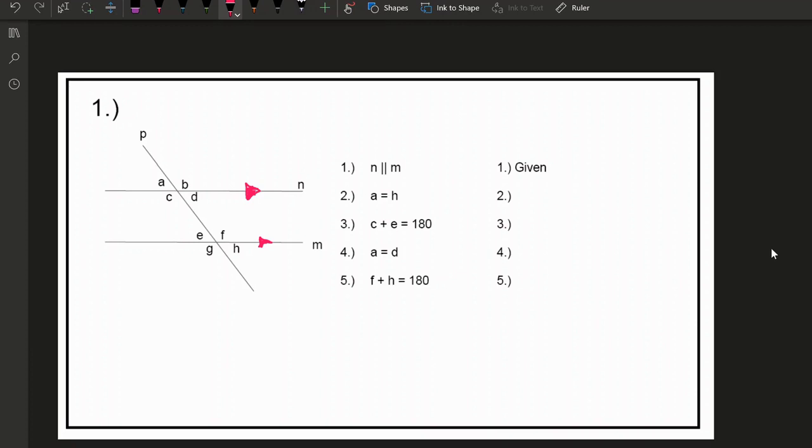So the first thing that it says is A is equal to H. So I want to look at those and say, why are those two congruent? Well, the lines are parallel. A is congruent to H. That is because they're on the outside and they're on opposite sides of the transversal. Those are alternate exterior angles.